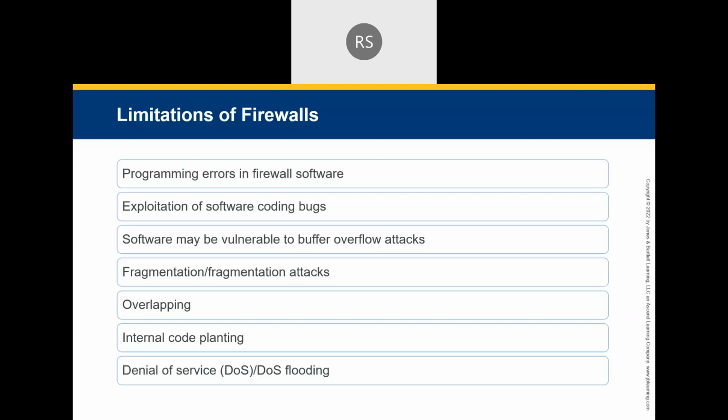Overlapping internal code planting. What this refers to is the insertion of malicious code within internal components of the firewall. So this technique can be used to compromise the firewall's functionality or bypass security measures. So the security control for this is to implement strict access controls and periodic security audits. And this helps detect and prevent those internal code planting attacks.